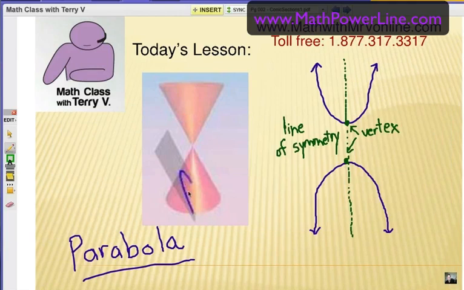A parabola is going to be a U-shape or an upside-down U-shape where you have a vertex, which is either the lowest point on a U-shape or the highest point on an upside-down parabola. And right through the middle there is a line of symmetry. It's a symmetrical shape because the curve going out to the right is exactly the same curve as going out to the left. That's important to know when we're trying to graph these things.